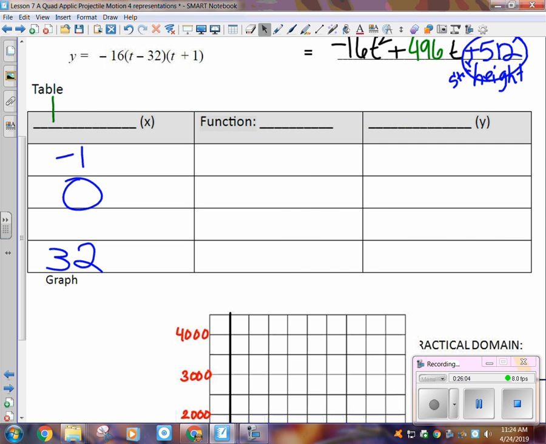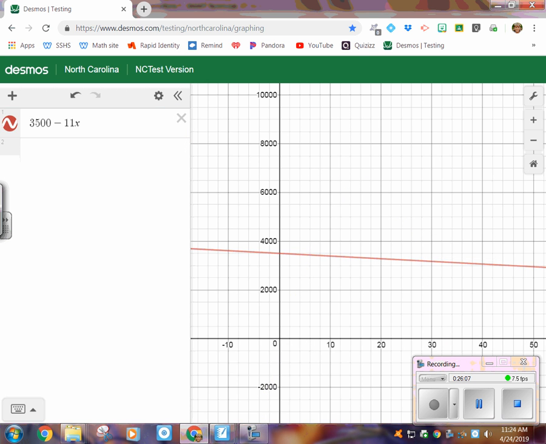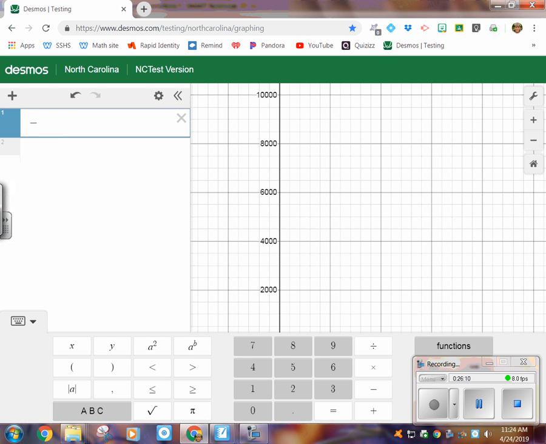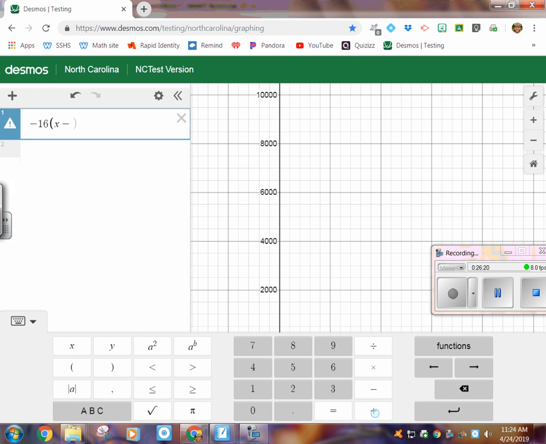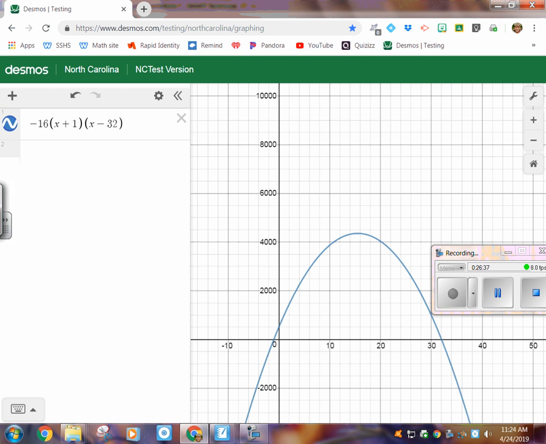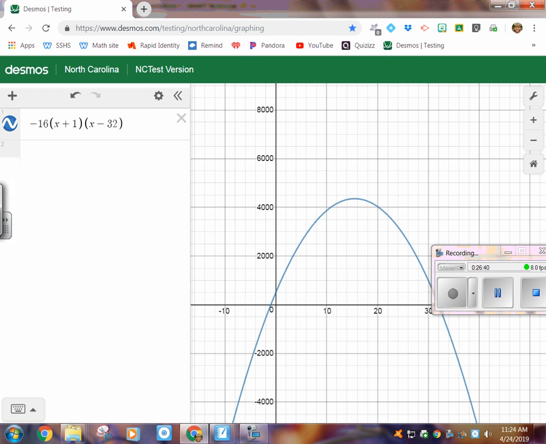So let's just go straight right now to DESMOS. Clear. And I think it was negative 16 parentheses x plus 1 parenthesis closed. And then x minus 32. Okay. Oh! Hey, imagine that. My numbers from a while ago are still good. That's actually not a bad picture. So, I do need another data point. What other data point do you think is important? Guys?